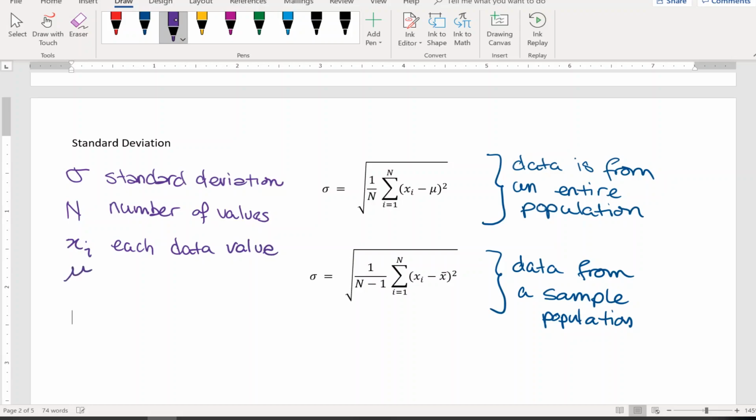Mu is the mean when we're talking about an entire population, and X with a bar over it is the mean when we're talking about a sample population. The two equations are exactly the same. It just helps us distinguish whether we're talking about data from an entire population or from a sample population. Now there's one more symbol we should talk about, and that is sigma. What sigma means is to sum all the values.